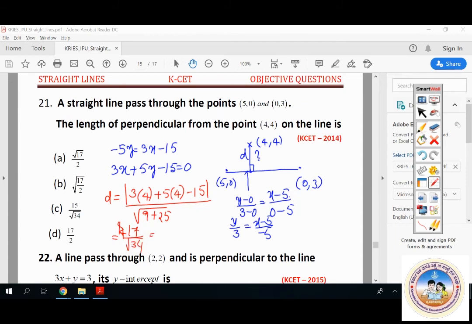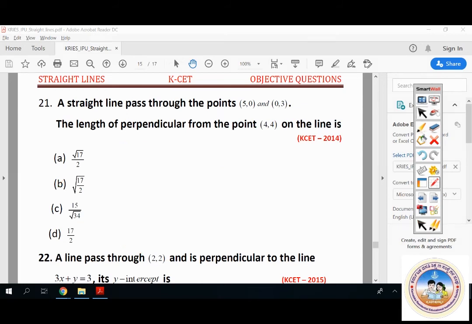This I can rewrite as 17 divided by root 17 into root 2, which you can write as under the root 17 divided by 2. So root of 17 by 2 is the answer, which is option B, the correct answer. Check if it is correct. Now let's go to question 22.